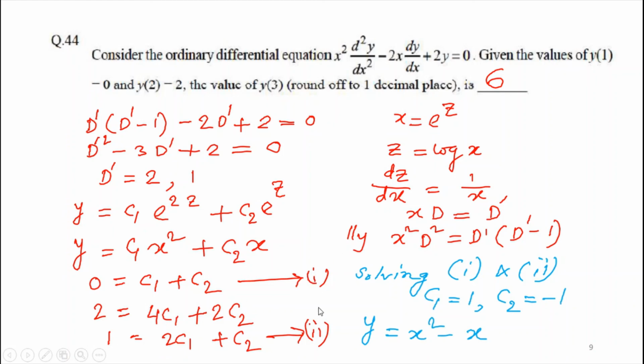So equation 1 and 2, solving those, we are getting the arbitrary constants c1 and c2 as 1 and minus 1 respectively. Then let us put these values of arbitrary constants in the general solution. Then we are getting y equals to x squared minus x. Now let us put x equals to 3. Then we are getting 6.